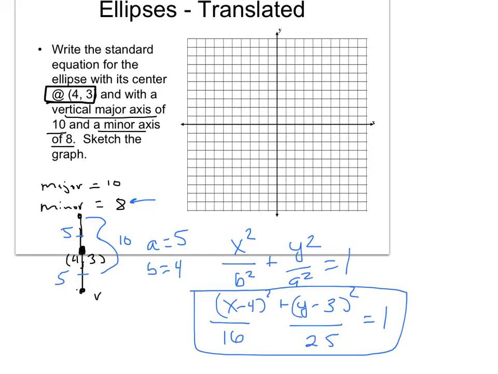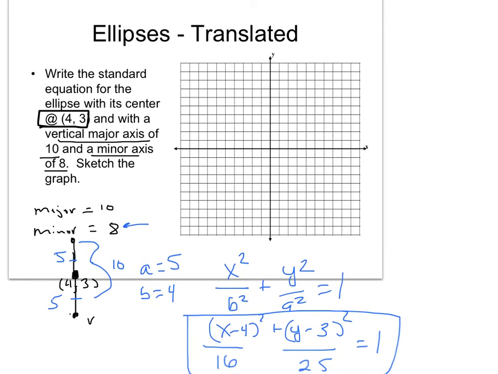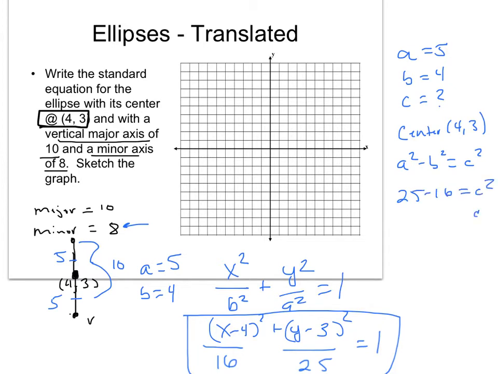The one little piece of information that I need for the graph is the focal points. So I'm going to write down what I have. I know that a is equal to 5, b is equal to 4. I don't know what c is, and the center is at (4, 3). I can use a squared minus b squared equals c squared to find my focal point. So 25 minus 16 is equal to c squared. c squared is equal to 9, so c is equal to 3.